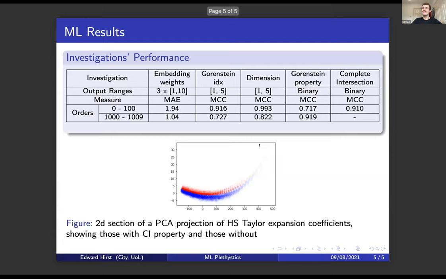This is the results for each of those investigations. So you see we now have columns for each of those. Here are the output ranges, what parameter values they could take. And here are the measures that we use. As I said before, we're using MCC in this presentation of results. So to talk about these results, the mean absolute error for learning the embedding weights got down to 1. So that was certainly quite impressive for such a simple structure, that it can, on average, predict these embedding weights to a difference of 1, considering they're over a range of 10 for each of the three.